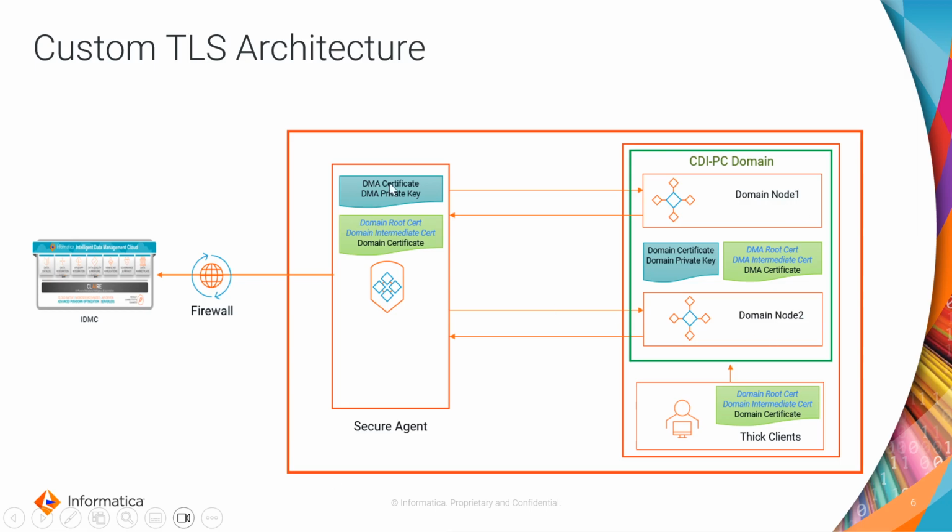The secure agent has its own certificate and private key, which is labeled in blue color, and on the right hand side the CDI-PC domain has its own certificate and private key. I was talking about the certificate exchange, so the green color suggests the secure agent truststore also has the CDI-PC domain certificate chain, root, intermediate, and the server certificate, and vice versa. For the CDI-PC domain, if you have n number of nodes, all the nodes should have the secure agent or the DMA certificate chain, root, intermediate, and the server certificate.